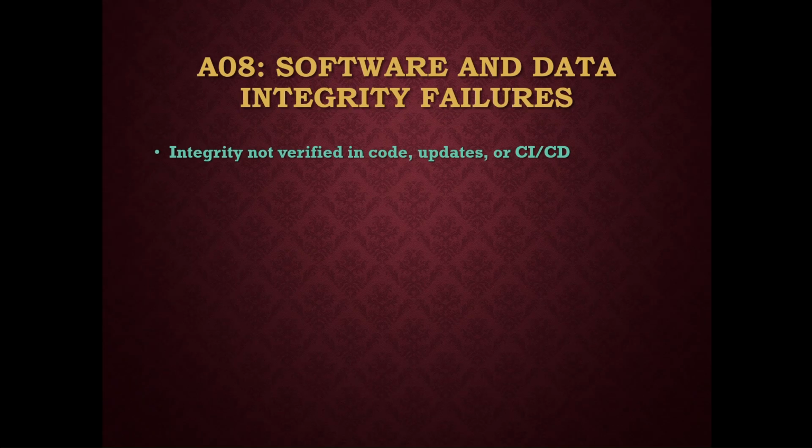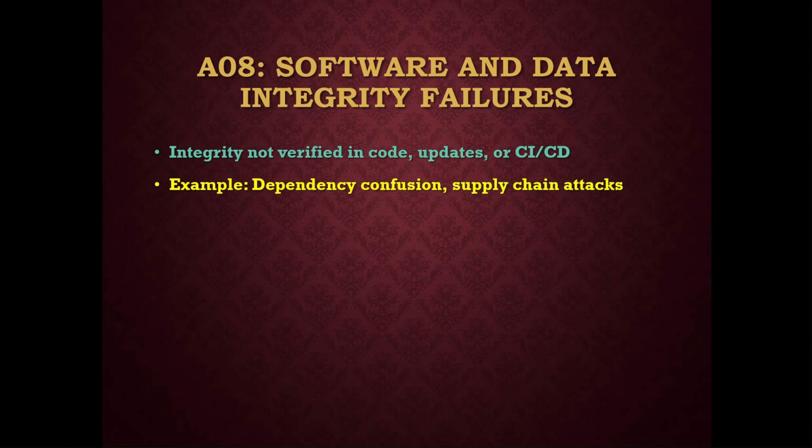Software and data integrity failures are due to a lack of integrity in the code and the infrastructure of the software being used. Integrity is not verified in the code, updates or CI/CD environments. It can be due to using plugins, modules or libraries from illegitimate sources. Also, a lack of proper integrity checks of software updates would lead to the same. Examples: dependency confusion, supply chain attacks. Risk: system compromise, database compromise, unauthorized updates running over all the installations.